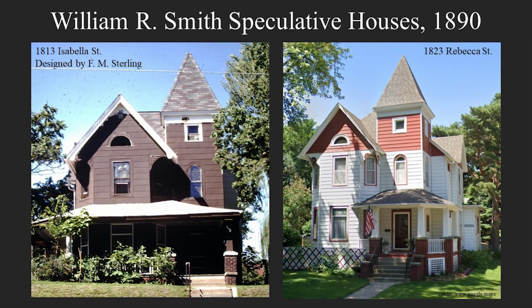William Remsen Smith built more speculative houses, probably both designed by F.M. Sterling, although one is attributed to him and one is not. These houses are at 1813 Isabella and the other at 1823 Rebecca. The house on the left has a full front porch. The house on the right would have had a full front porch, but part of it was removed at some point in time.